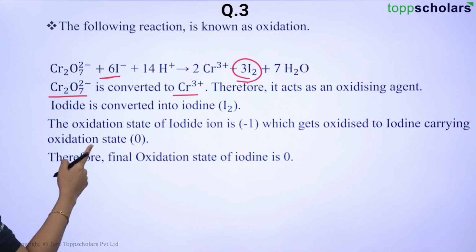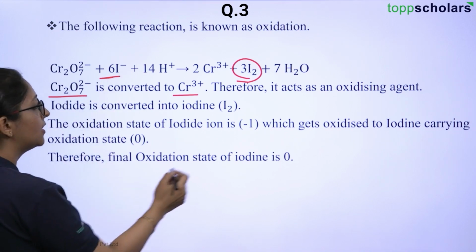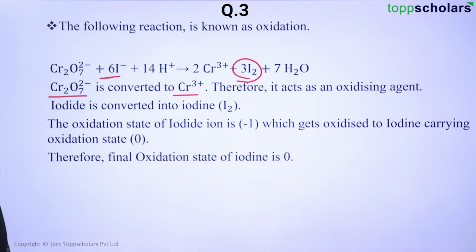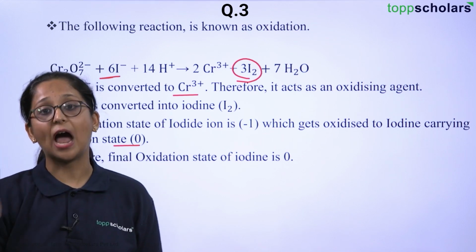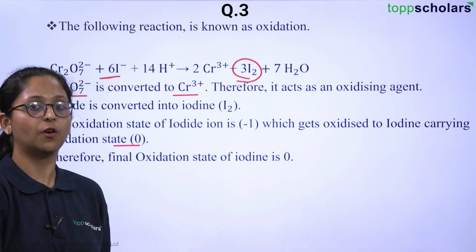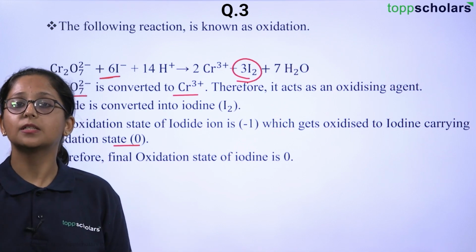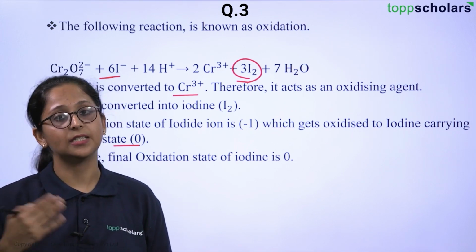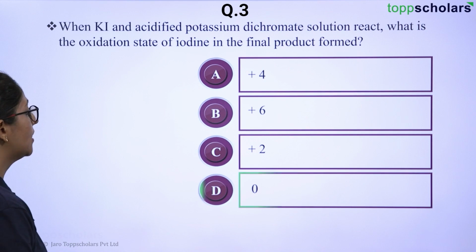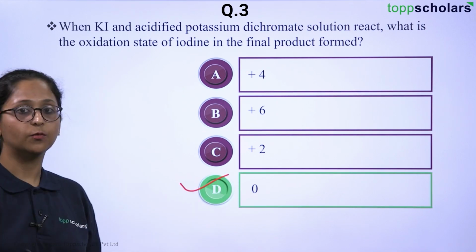Right. So the oxidation state of iodide, as we know, is -1, and when it is getting oxidized to the iodine structure, it is going to carry the oxidation state of 0. So hence the final state of your iodine will be 0. For iodide it's -1, but when it's getting converted into iodine, it is 0. So hence the correct answer is option D, which is 0.